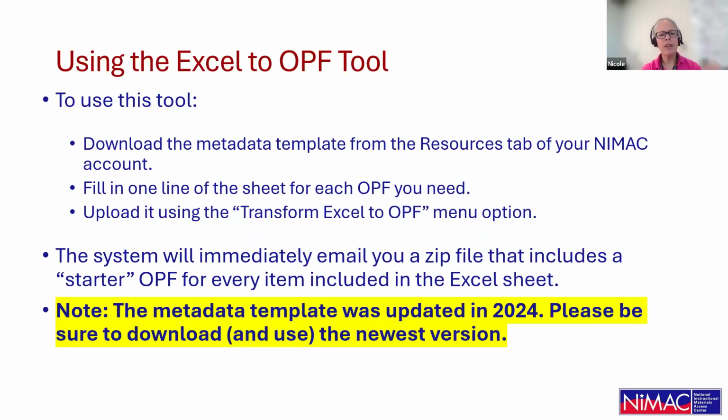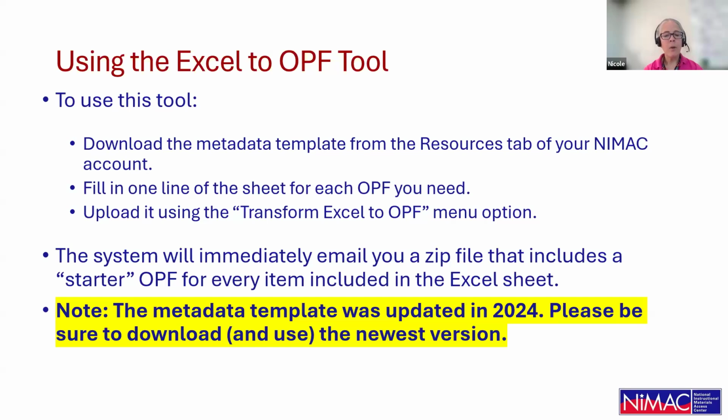Basically, the way that it works is that you download the metadata template from the resources tab of your NIMAC account, and it's basically just what you would expect. It's a spreadsheet that has one column for each metadata element, and you just fill in one line of the sheet for each OPF that you're needing to produce, and then you upload it back to the system using the Transform Excel to OPF menu option. And what the system will basically do is it will do that transformation really quickly, and then it will email you a zip file that basically includes a starter OPF for every item that you have included in the Excel sheet.